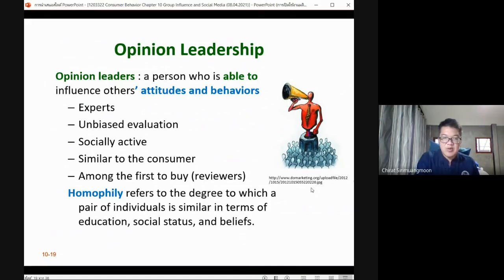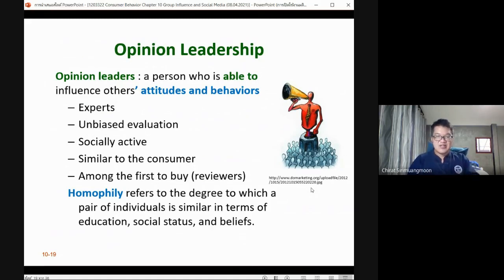There are some characteristics of good opinion leaders. The first one is that he or she should be an expert in that area, because the opinion leader is going to be the person who knows the best in that topic. Then unbiased evaluation. You do not need biased people making decisions in the group. Then socially active, so you can talk, share, and are willing to do social activities, similar to other consumers. This is also the key point. In order to have the attention of other people in the same group, you need to be similar. You don't need to set a hierarchy or a level, which is going to be different. And then it should be good if you are the first person to try anything or be the reviewer in that group.